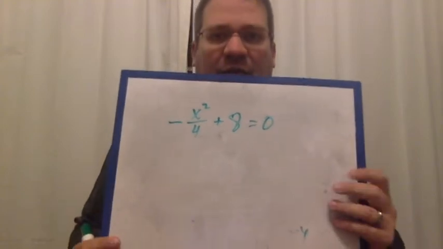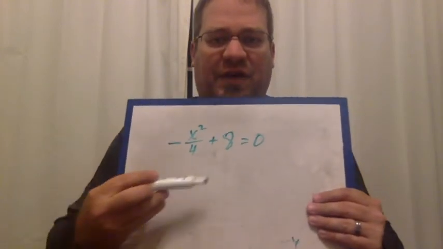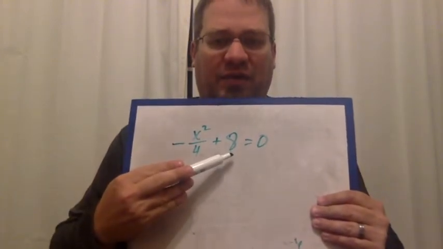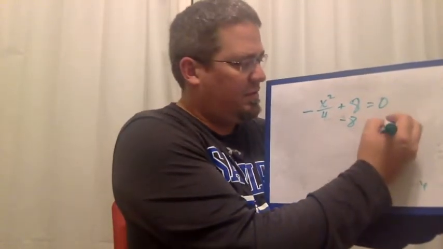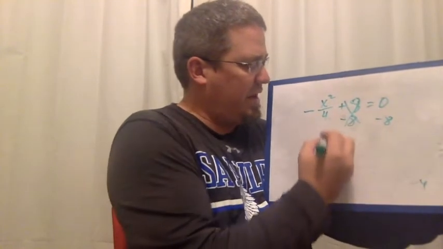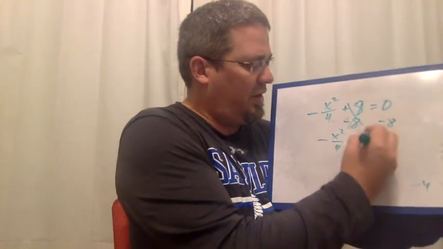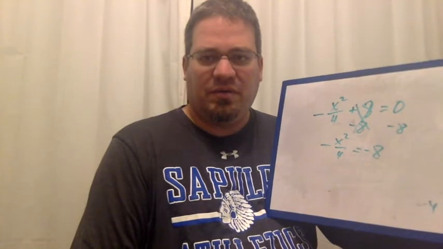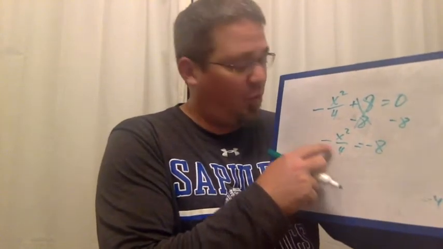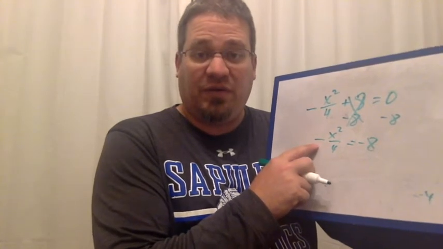Okay, now again, my objective here is to get the x squared by itself. So the first thing that I've got to do is move the 8. To move the 8, I simply subtract 8 from both sides. So those cancel out, and I have negative x squared over 4 equals negative 8. Now what do I do? Well, I've got a 4 here, and more specifically, I have a negative 4 here, because I want to get rid of the negative.